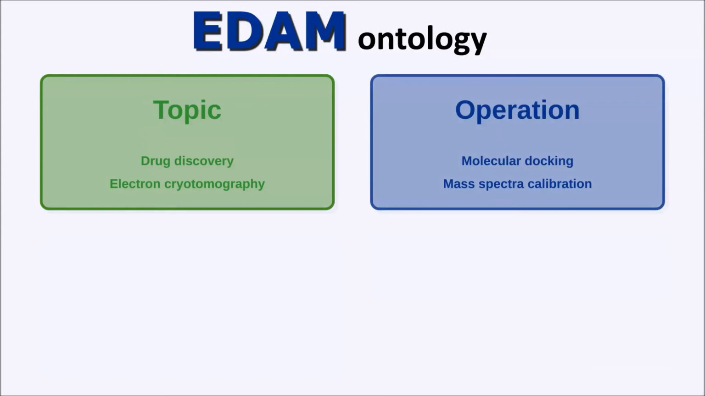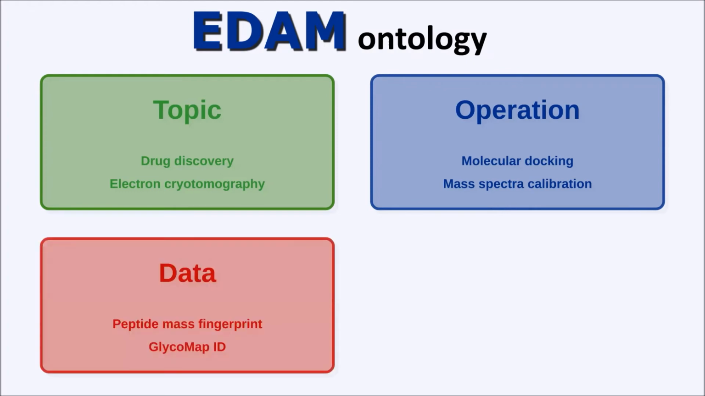The next section of EDAM is operation, and this comprises more concrete actions that can be performed with the data, usually producing some output data based on the consumed input. Examples of operations are molecular docking and mass spectra calibration here.